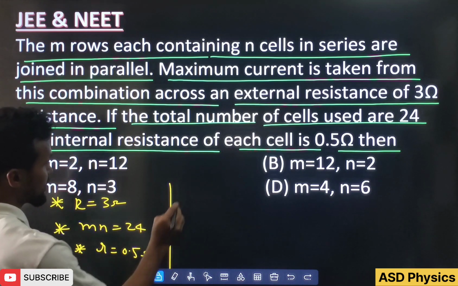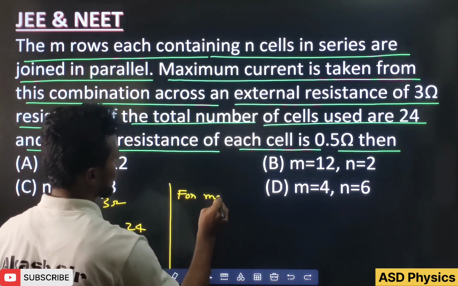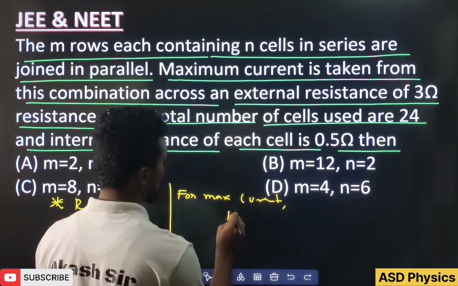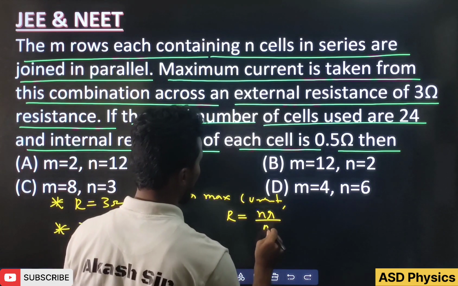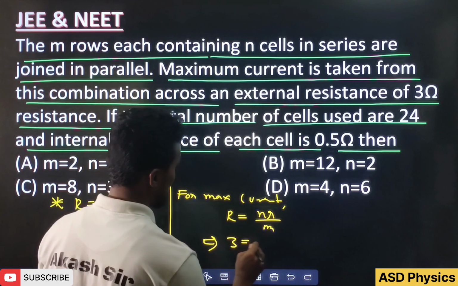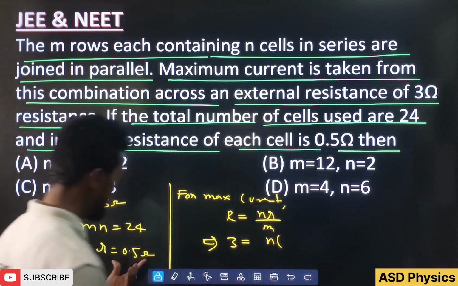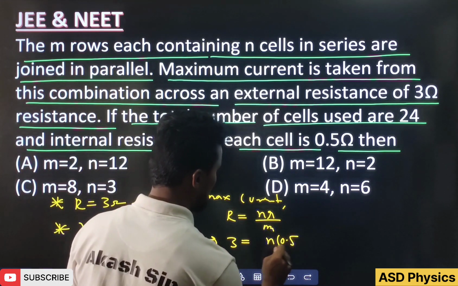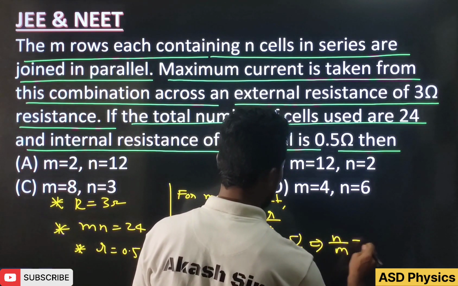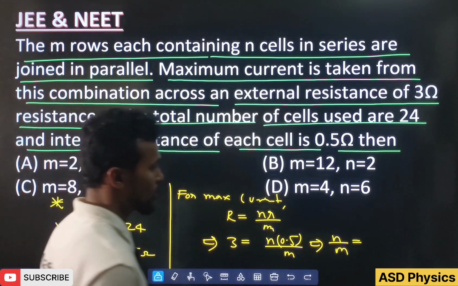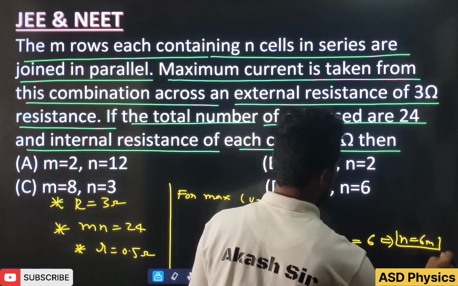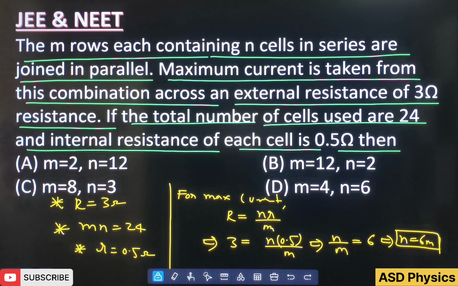Remember that in this situation, for maximum current, this concept is used in the maximum power transfer theorem also. So capital R equal to R equivalent, that means nr by m. Capital R is given here as 3 is equal to n into small r, that is 0.5, by m. So students, this n by m will become 3 by 0.5, which is 6. Or we can write n equal to 6m.